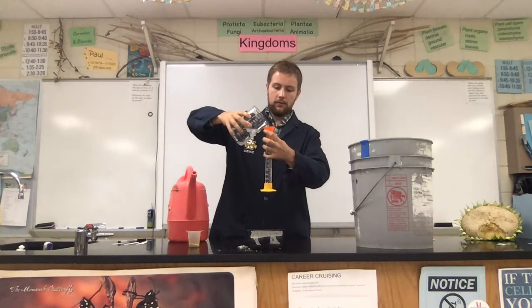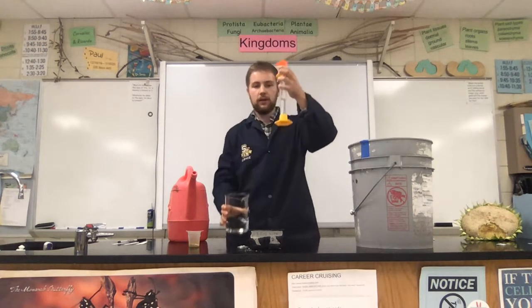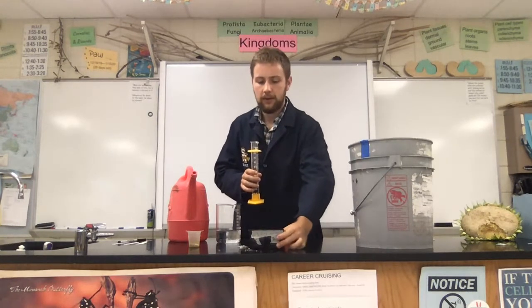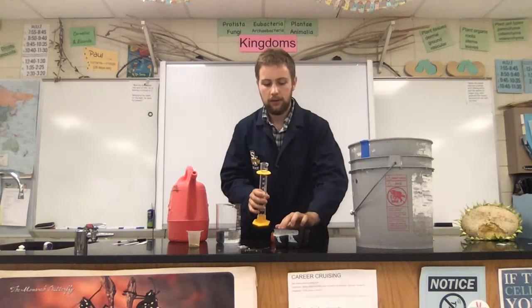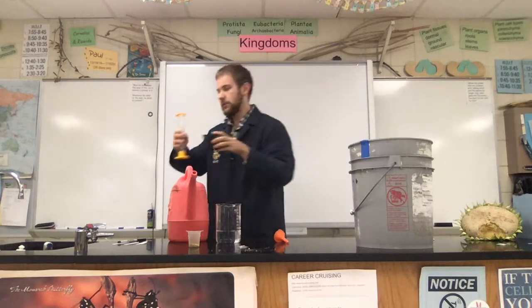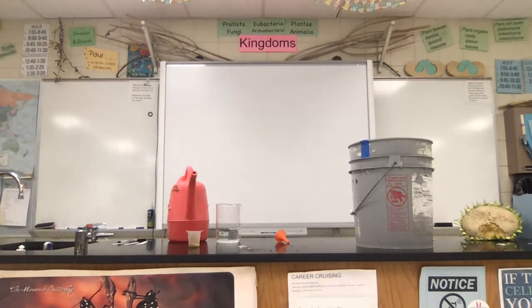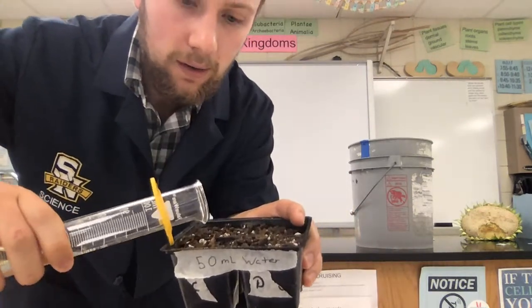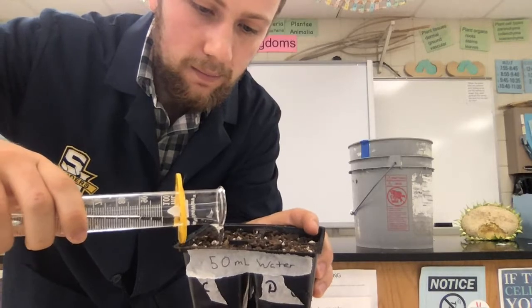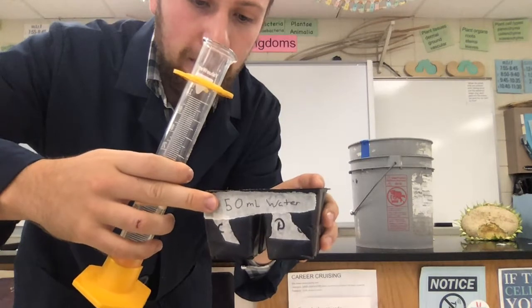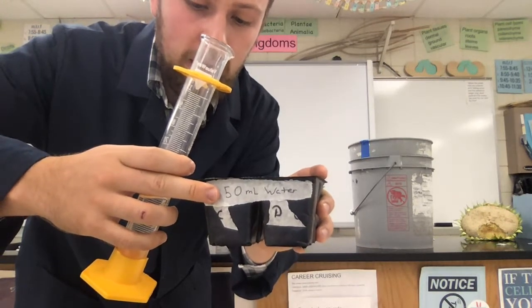Pour carefully. All right, that looks about 50 mils. You don't have to have an expert amount of precision, but essentially you're going to want to get as close as you can. So now make sure we're on our 50 mil side. Bring this over. We're going to go ahead and pour right in there. And you've got to kind of wait for it to settle a bit. And 50 mils already looks like it's going to be quite a lot.